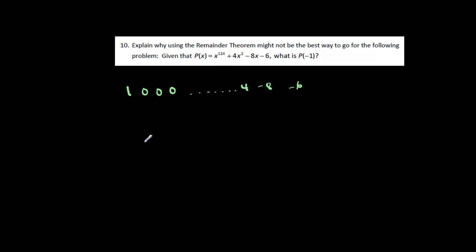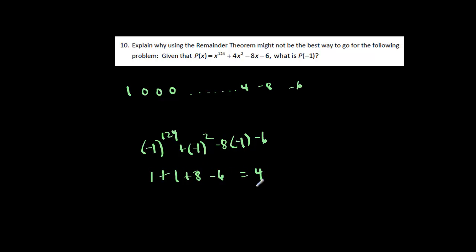P of negative 1 is just going to be this. This is going to be much easier, right? Because negative 1 raised to the 124 is positive 1. This is positive 1 plus 8 minus 6. 8, 9, 10, 10 minus 6 is 4. That's so much easier than having to, by the time you've written down the 20th zero, you would have gotten your answer by using substitution.